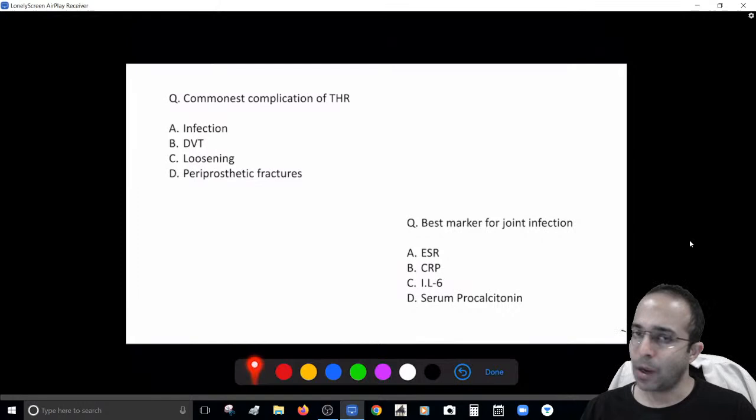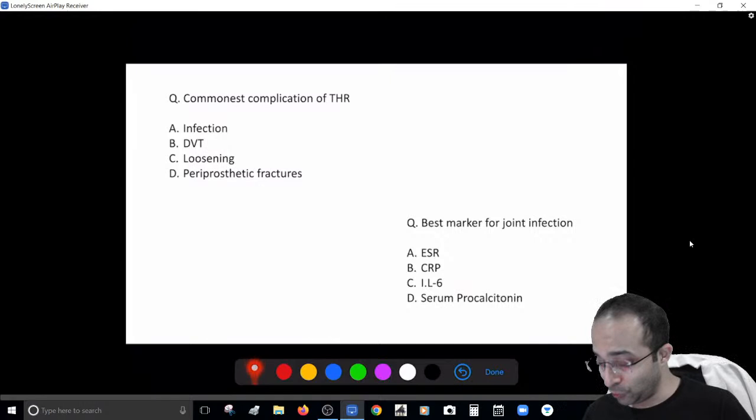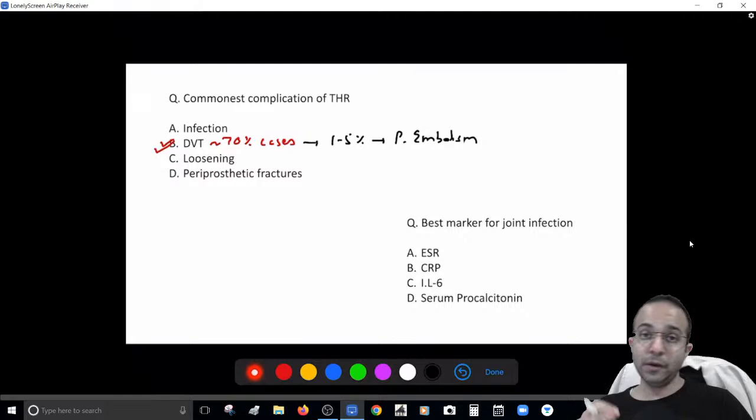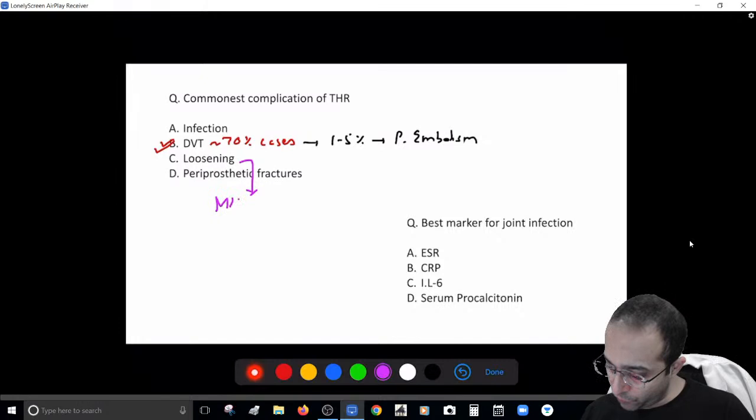Infection? No. It is actually DVT. DVT occurs in almost 70% of cases. But it is only in 1 to 5% of cases that it goes on to become pulmonary embolism. So pulmonary embolism does not always occur, but in everyone you find DVT. And loosening is the most common long-term complication.